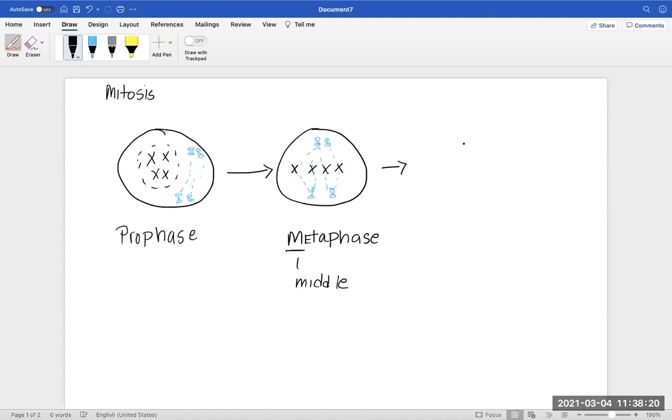And then the next one is, because they're getting pulled so hard, they're going to break in half. So these X's break in half, and that's anaphase. And they start moving away, so A for away, maybe, from each other. So they start looking like these V's. They start pulling away from each other.